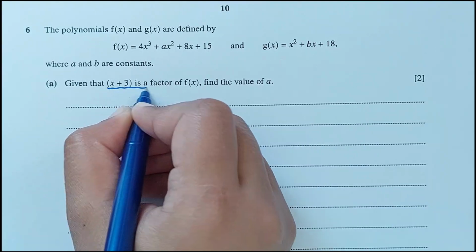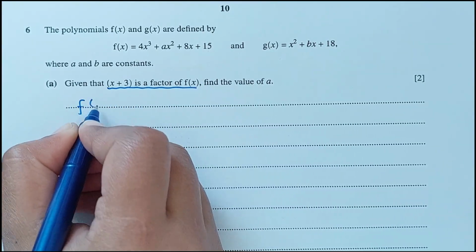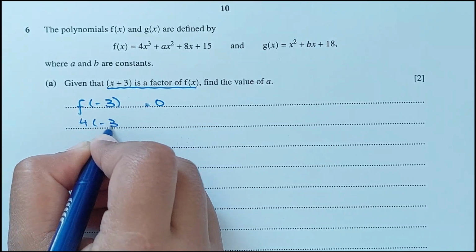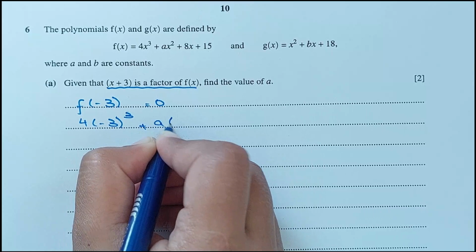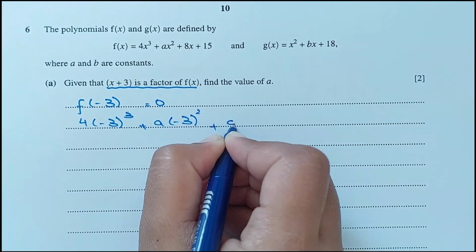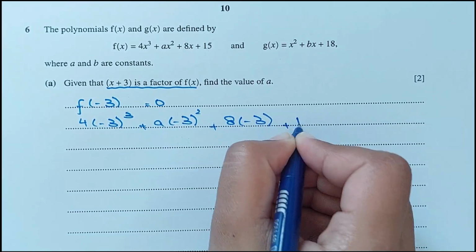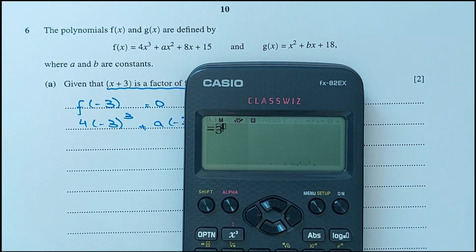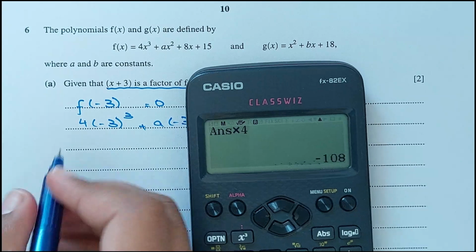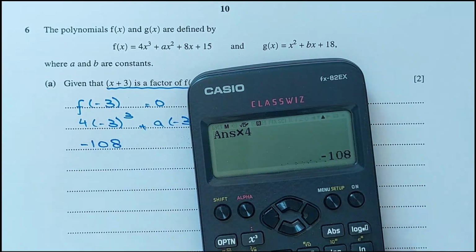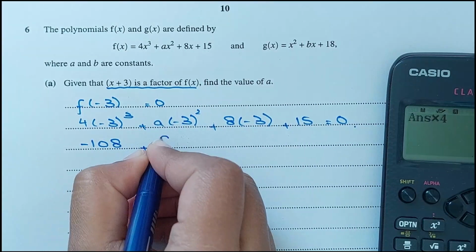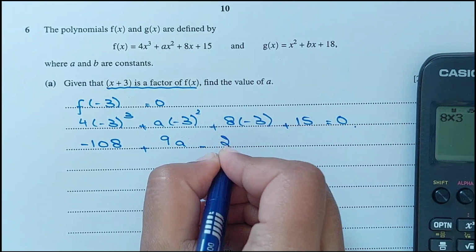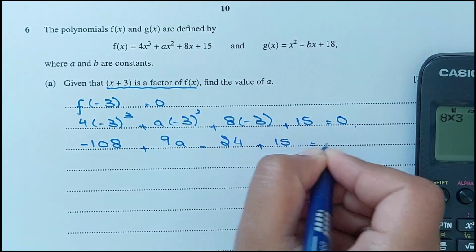So x plus 3 is a factor of f of x. It means f of -3 should be equal to 0. So 4 times -3 whole cubed plus a times -3 whole squared plus 8 times -3 plus 15, this should be equal to 0, right? So -3 cubed times 4 is -108, and -3 squared is 9, plus 9a, minus 8 times 3 is 24. 24 plus 15, this is equal to 0.